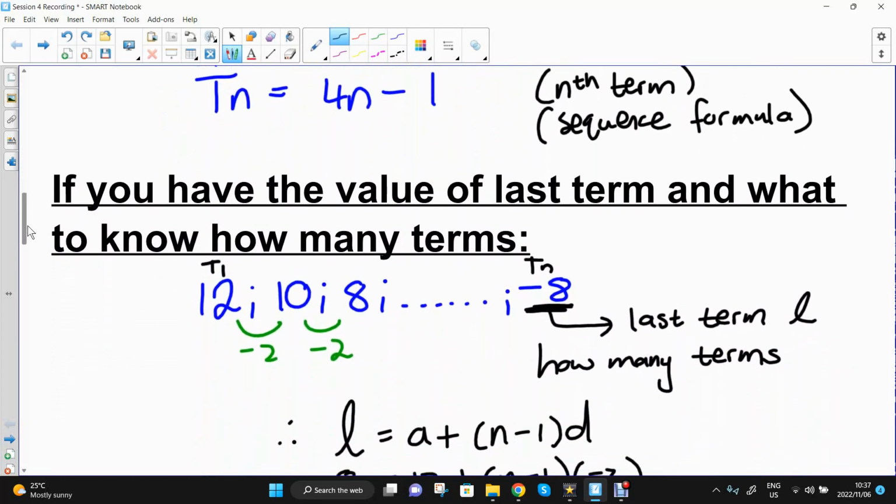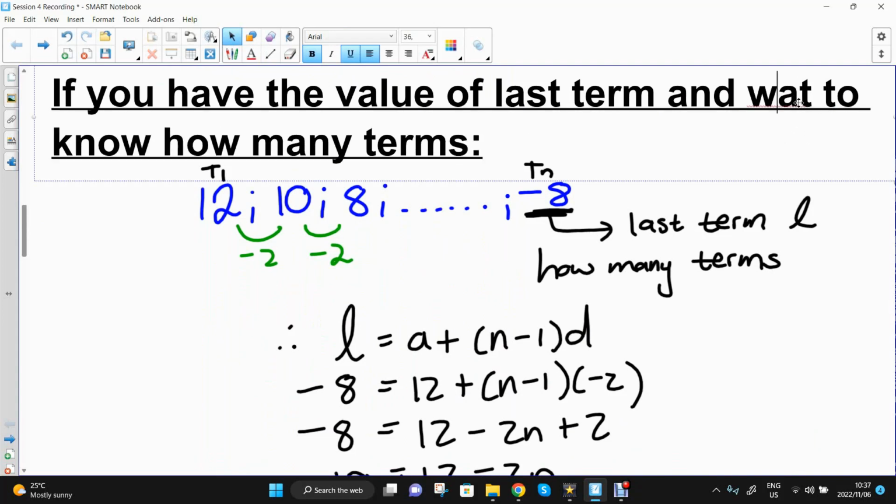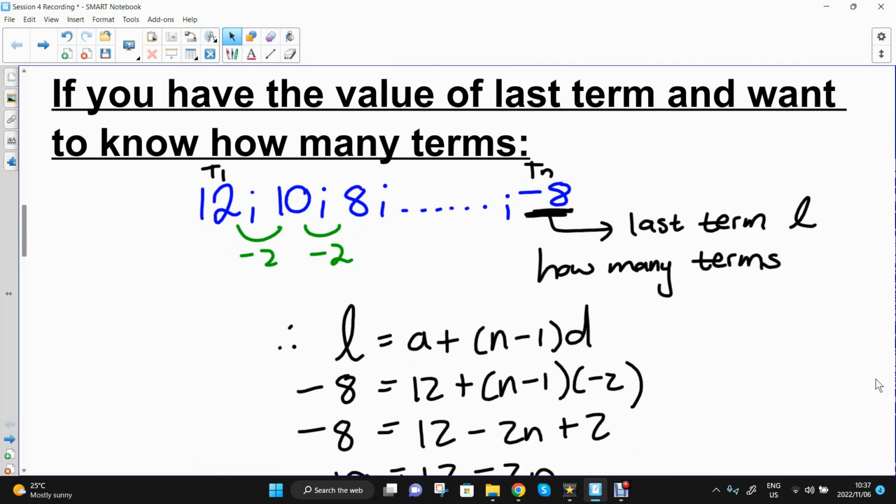Then a very useful formula, if you have the value of the last term and you want to know how many terms you have. So there's an example for you.